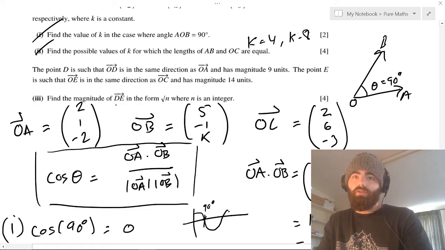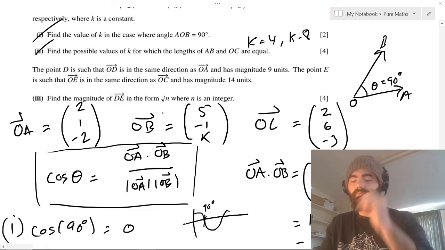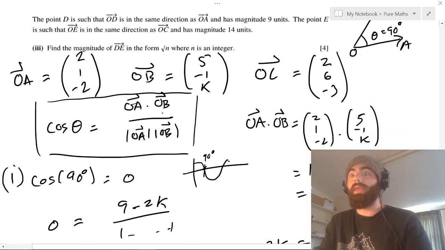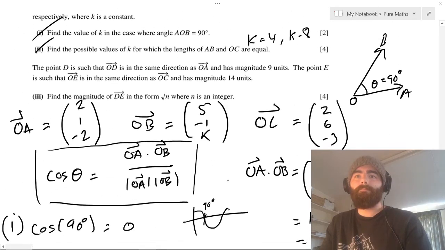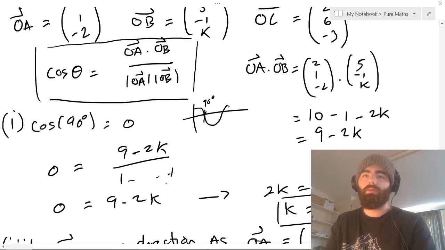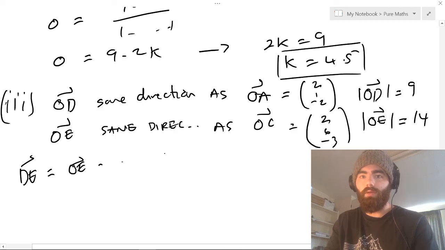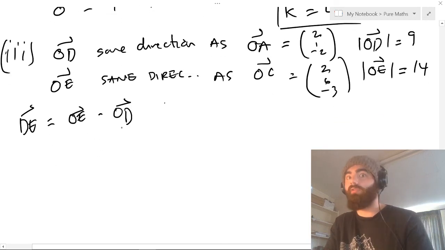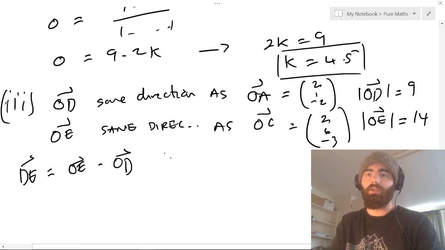Find the magnitude of DE in the form of square root of m. Okay. Well, first of all, DE is just OE minus OD. So we find OE and we find OD, then would you know it, we get DE, and then we can find the magnitude.